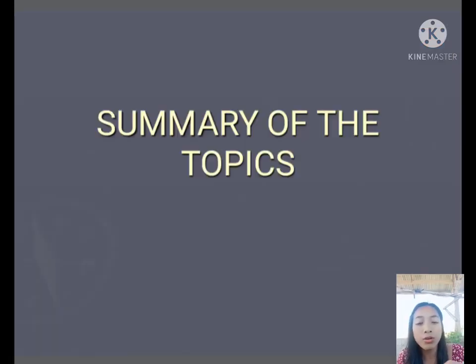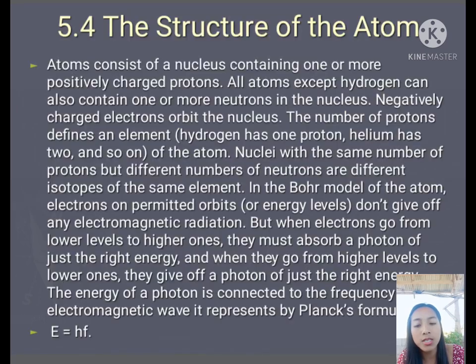So yun yung tatlo kong topic. Yung una is the structure of the atom, then the formation of spectral lines, and the last one is the Doppler effect. So I am going to give you the summarization of my topic. So the structure of the atom. An atom consists of a nucleus containing one or more positively charged protons. All atoms except hydrogen can also contain one or more neutrons in the nucleus. So exception siya yung hydrogen, kasi yung hydrogen 1 yung talaga yung proton niya.